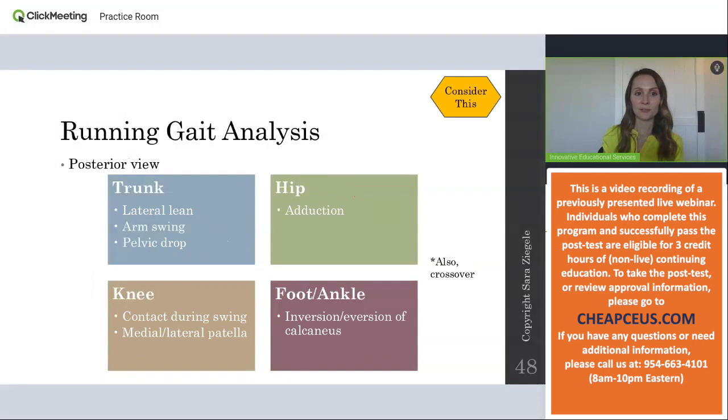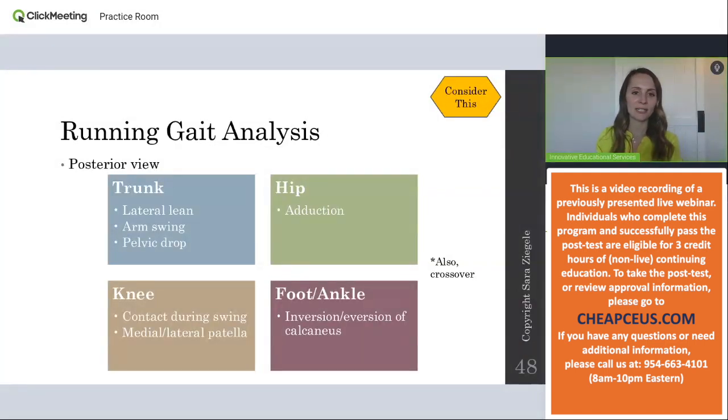From the posterior view, now we're going to be looking at these same regions, but a slightly different characteristic. So for the trunk, we're going to be looking at the lateral lean. We would expect that someone would stay relatively centered over their midpoint. We're looking at symmetry of the arm swing right to left, as well as pelvic drop. So for pelvic drop, we're really looking for women to be between 4 and 7 degrees of pelvic drop, where for men, they'd be closer to 3 to 5.